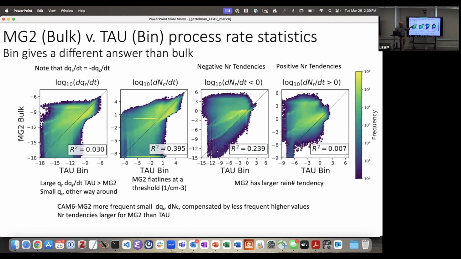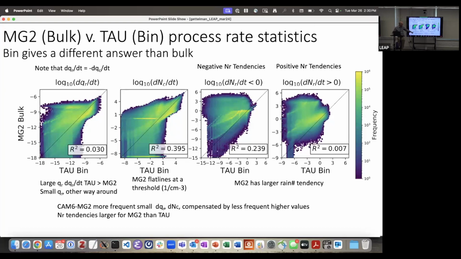So to start, this is the difference in tendencies between the bulk and the bin process rate statistics for the change in rain, the change in mass, and then the change in number for cloud water, and then the change in drop number. And this original version had 2 different networks, one for positive and one for negative tendencies. And you can see these are different, which is great. They're supposed to be different. It means the bin code is doing something different than the original model.